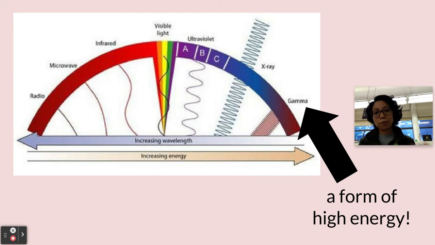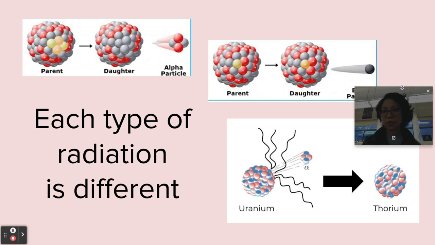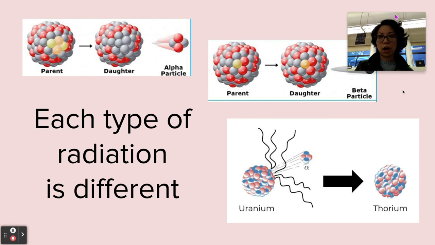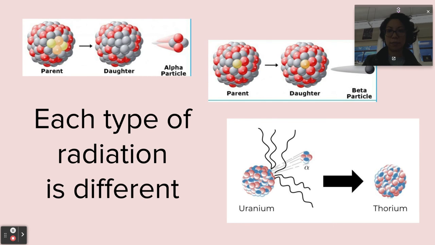Now, gamma rays are a form of energy, and they have very high energy. So these are like the different types of energy in our universe. We have radio waves, infrared waves, UV rays or ultraviolet, and gamma rays all the way over here. They're the highest form of energy. And so you got some high energy coming out of these radioactive atoms. And here's our 3 types of radiation: alpha, beta, and gamma.